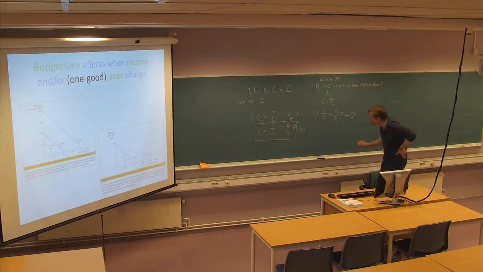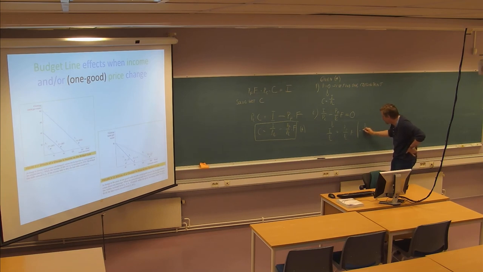Maybe easiest to take this part on the right hand side. That produces I over pc on the left hand side, and we change the sign to a plus here, so that's convenient to do here. And then we can isolate f on the right hand side. It doesn't matter whether we isolate it on the right hand side or the left hand side. So in order to achieve that, we can multiply with the inverse fraction here, can't we?